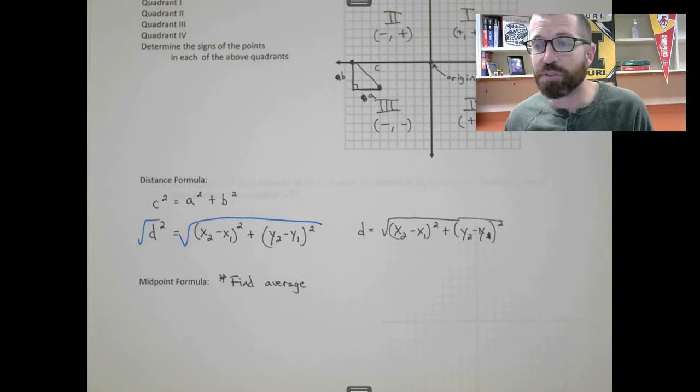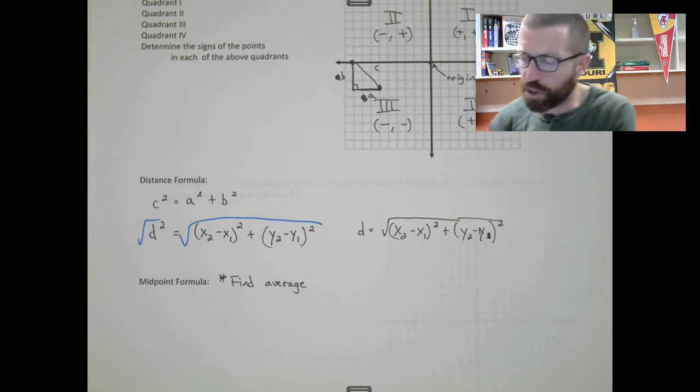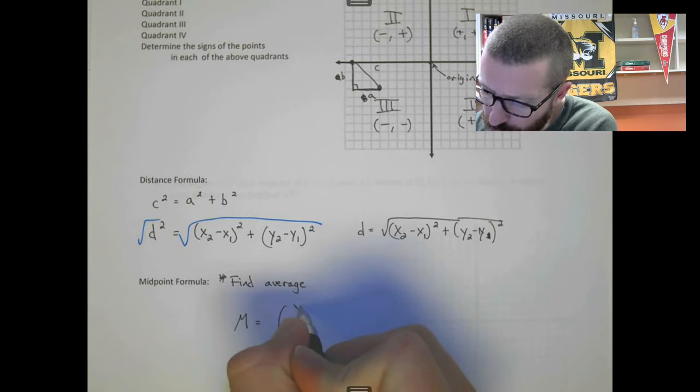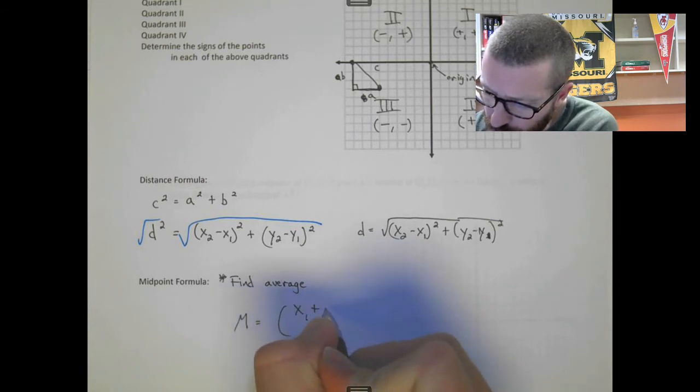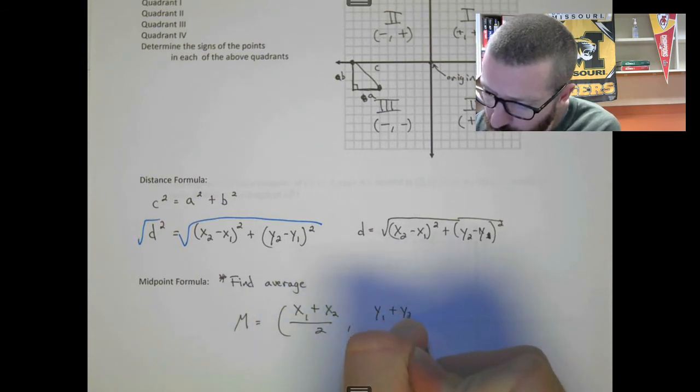So if we're going to find the average between the x and y coordinates, then we're going to add up the x's, divide by 2. Add up the y's, divide by 2. So for the midpoint, we have the x coordinate, which is x1 plus x2 divided by 2, and then the y coordinate, which is y1 plus y2 divided by 2.